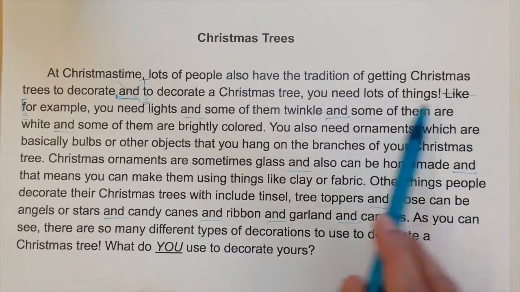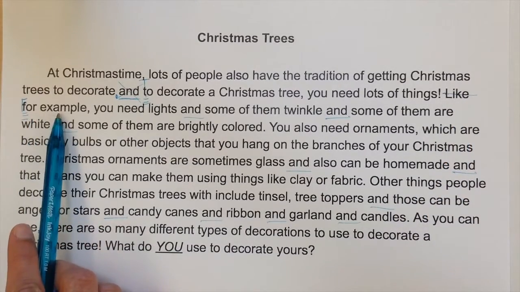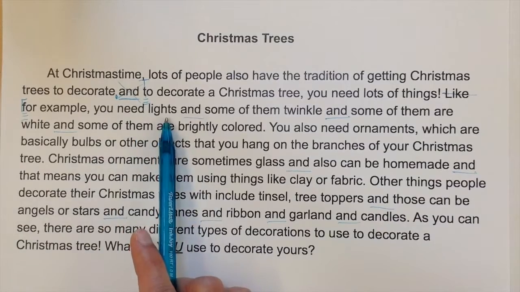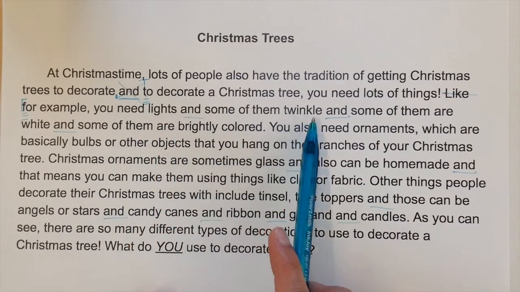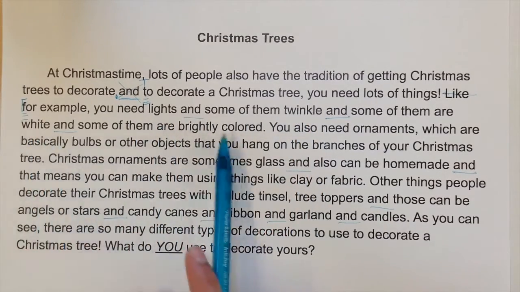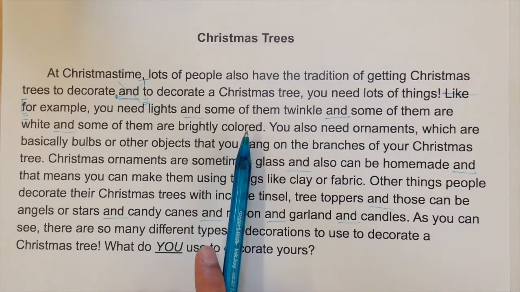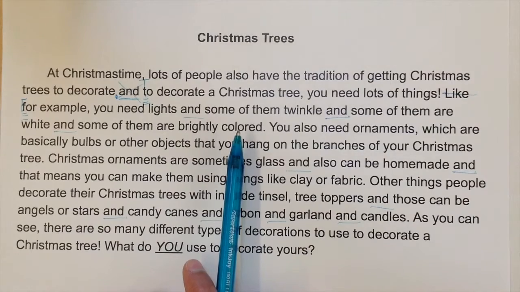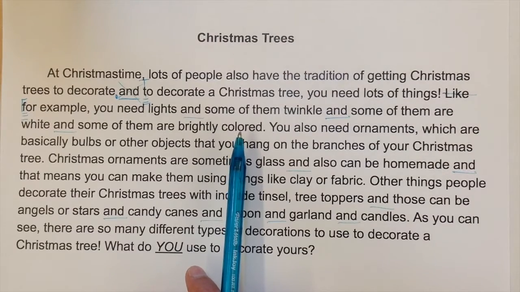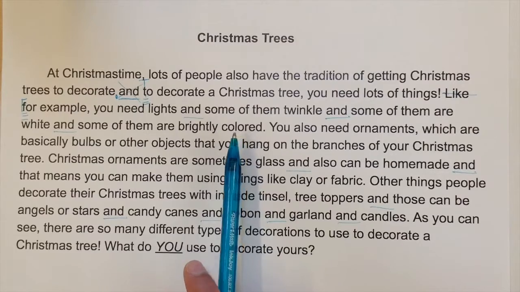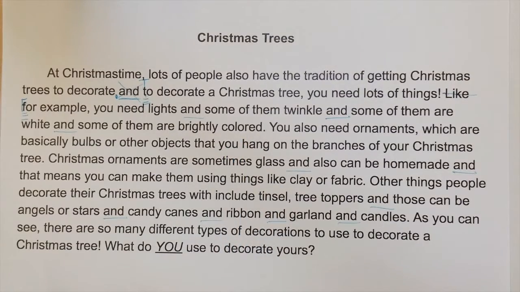Then I keep going. For example, you need lights, and some of them twinkle, and some of them are white, and some of them are brightly colored. Okay, so I feel like that information is related, but it doesn't necessarily need to be connected in one very long sentence with lots and lots of ands. So I'm going to do some editing here.